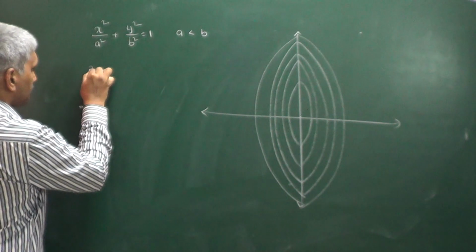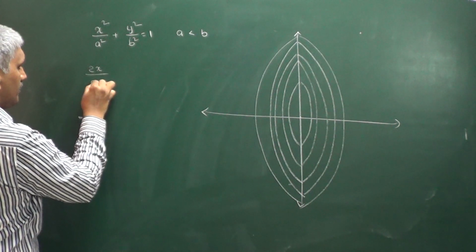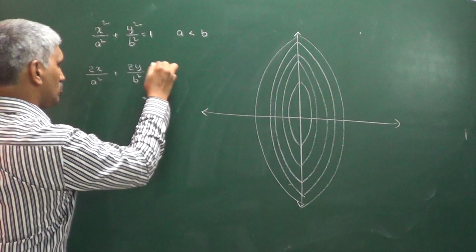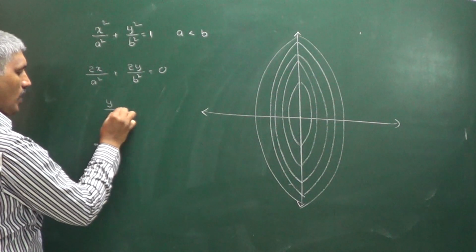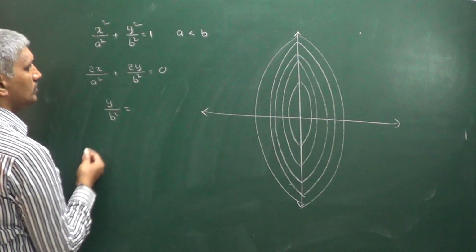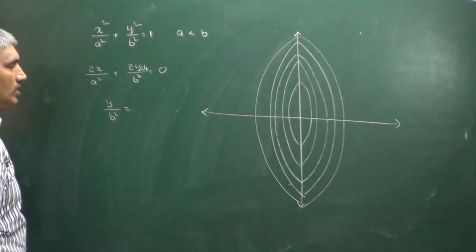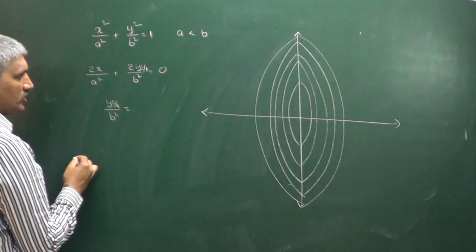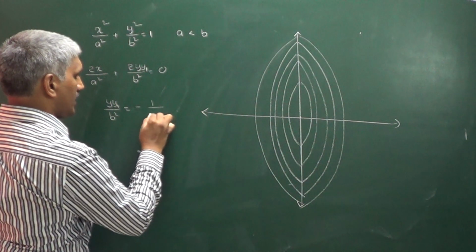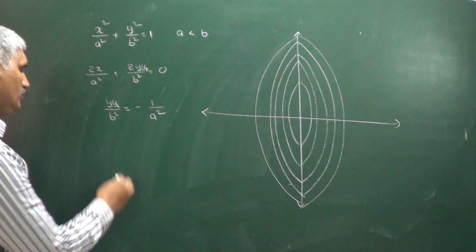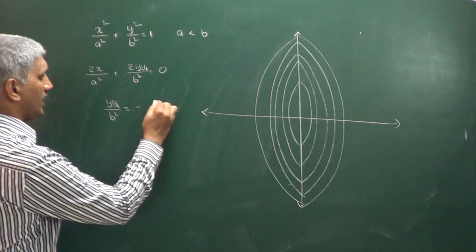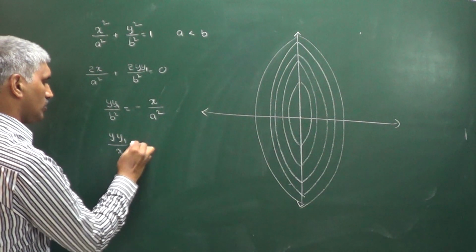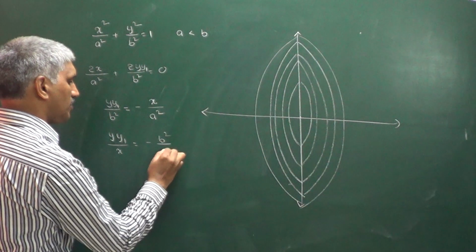Come on, the first time: 2x divided by a square plus 2y divided by b square is equal to 0. Y square differentiation is 2y into y1. So we get 2y y1 by b square, and therefore y1 by b square is equal to minus 1 by a square, something minus x by a square. Okay, very good. y1 divided by x is equal to minus b square divided by a square.